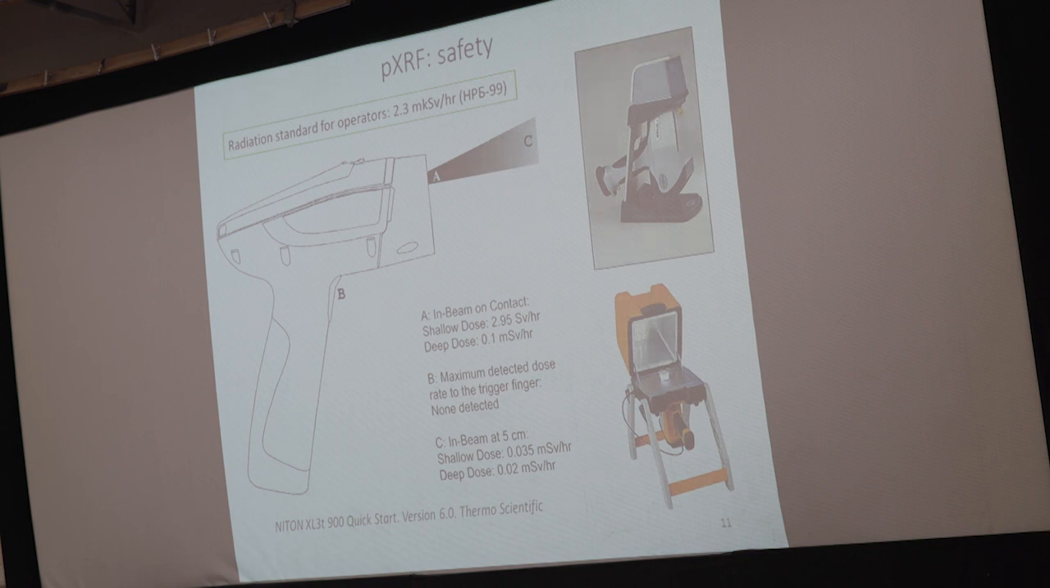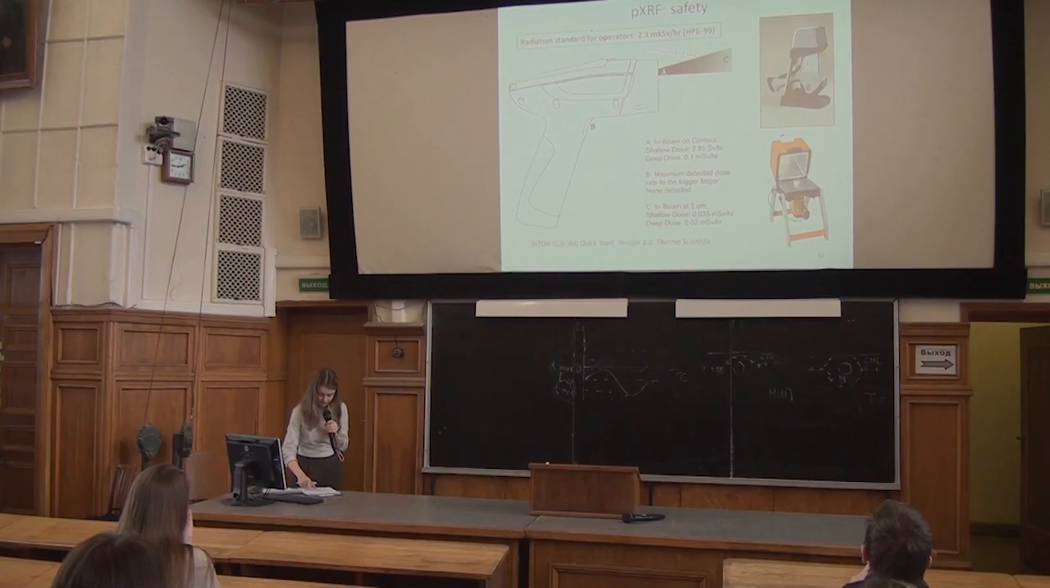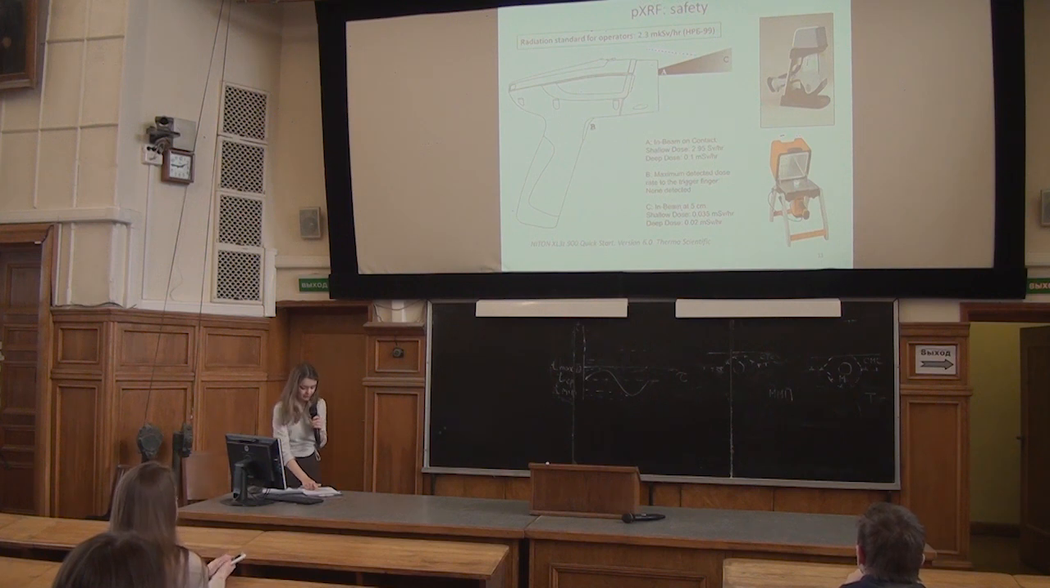So the highest shadow or skin dose is on the contact of the skin with the beam. At a distance of 5 centimeters, it is already 10 to 50 times lower. The maximal deep dose that can be received is 20 times less than the radiation standard according to the Russian standard RNPM 99.